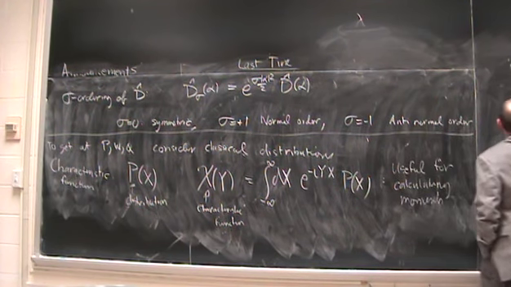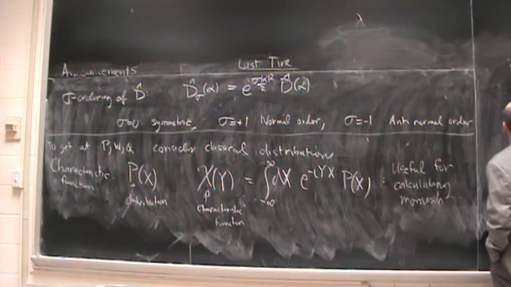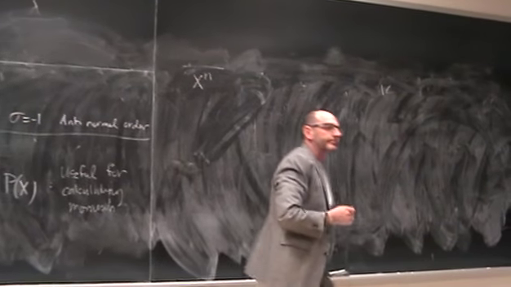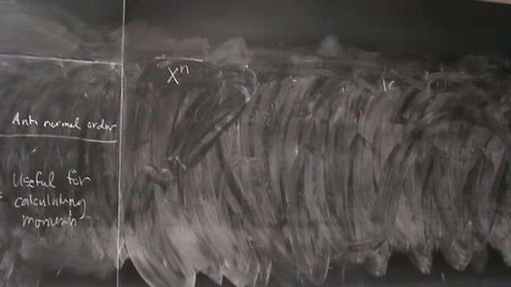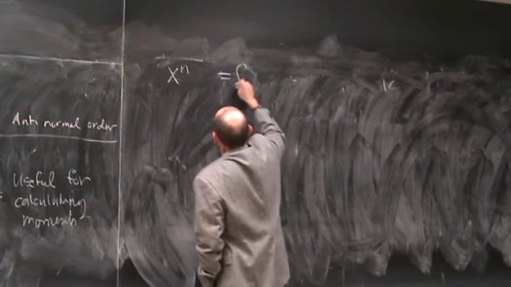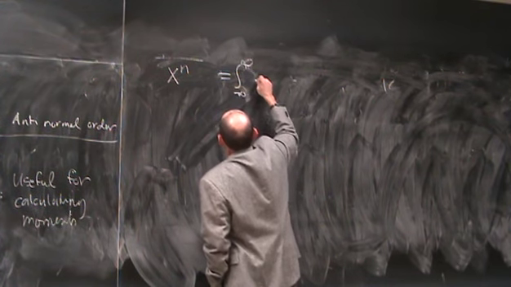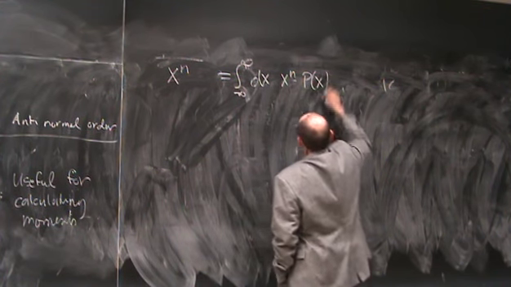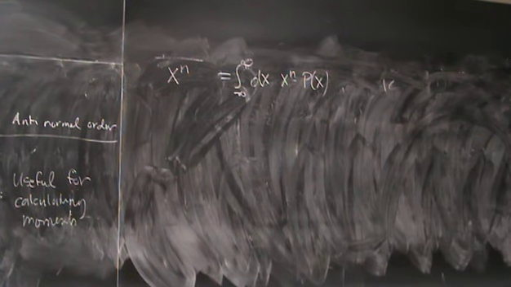So for example, suppose I want to look at the expected value of x to the n. X is a random variable. This is equal to the integral over the measure, x to the n, the probability distribution over x, by definition, right?